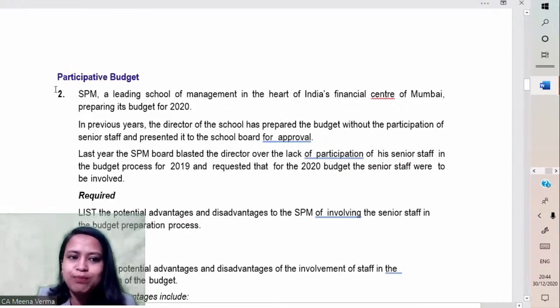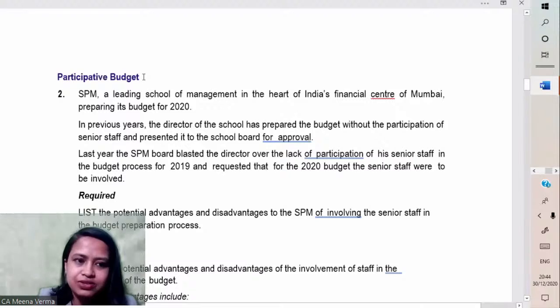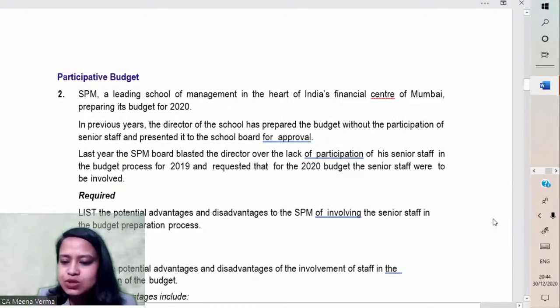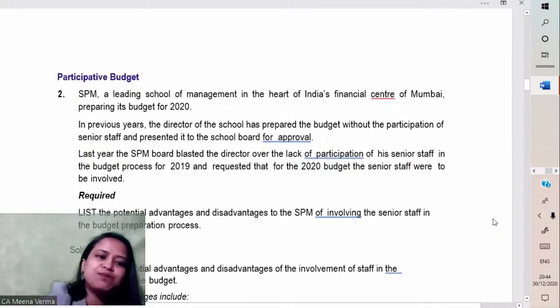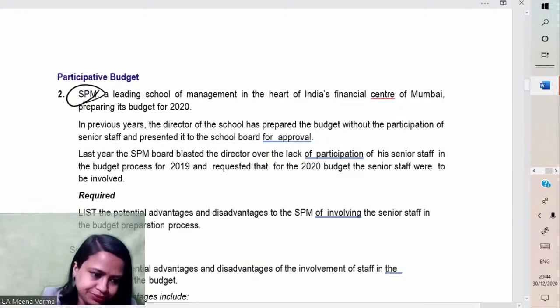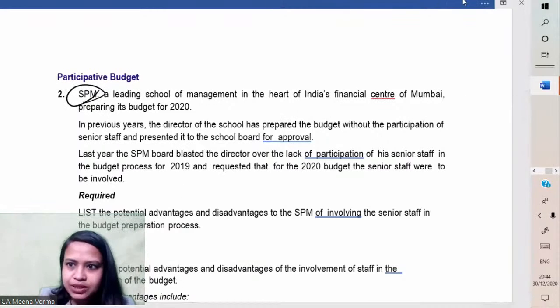This question is from participative budget. You can see it is written here. It is related to participative budget. Now let us read this question and try to understand it. Okay. SPM is a company.